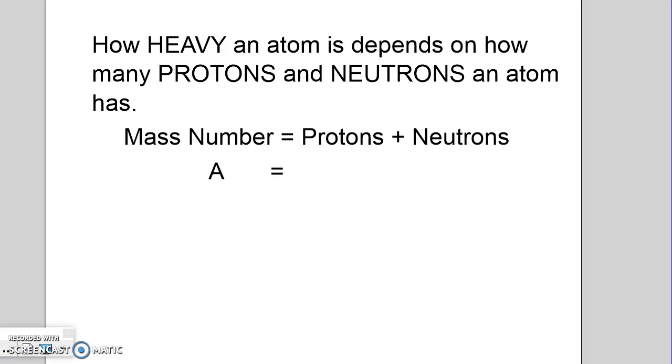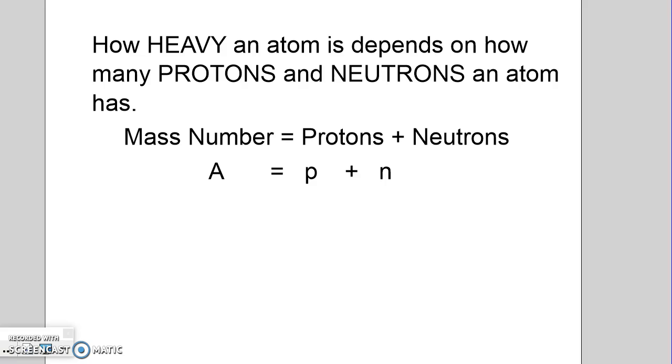So, symbolically, we can give these symbols. A mass number is referred to as a capital A. Don't ask why for now. We'll just know mass number. If you ever see, just like Z meant atomic number, protons, A means mass number. It means the protons and neutrons added together. So A equals P plus N.